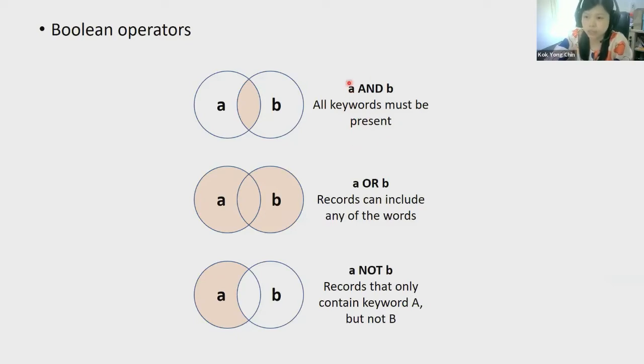Regardless of whatever keywords you are putting in, if you put AND in between, that means in all your search, the records must contain all the keywords. Okay, the second one is OR, meaning that the records can include any of the words. The one with A, you are also getting it. The one with B, you are also getting it. The third Boolean operator is NOT. For NOT, if you put A NOT B, that means you are only getting the records that contain keyword A but without keyword B.